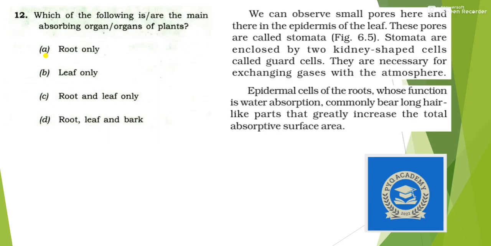Okay, let's move to the next question. Which one of the following are the main absorbing organ or organs of a plant? Absorbing organ means whether it is absorbing light or generally water or any other gas. In general the root absorbs water, but leaves also absorb gases. So both leaf and root are absorbing organs. You can see here they have stomata, which is used for exchange of gases. So yes, it is an absorbing organ. So the answer is option C.